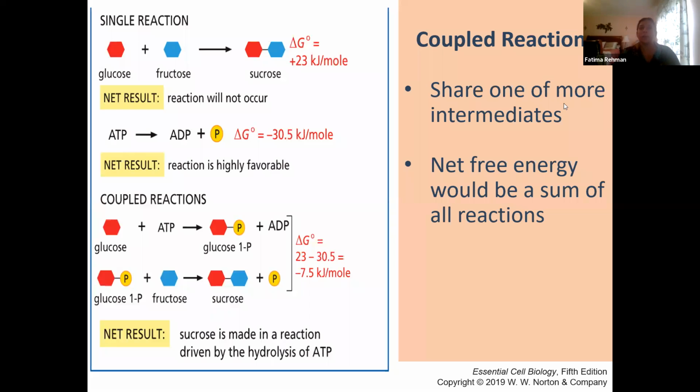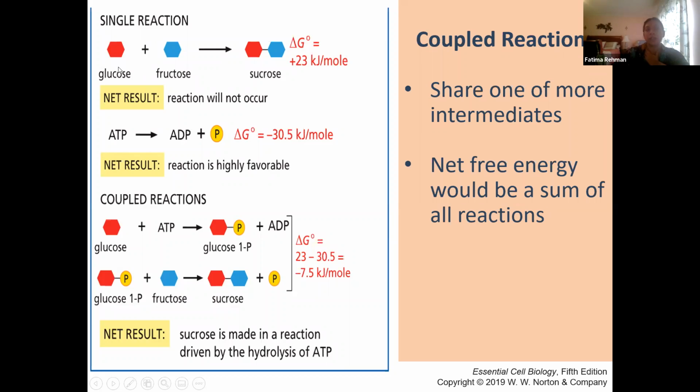Okay, so let's look at an example of this one. Here we have coupled reactions. Coupled reactions are basically ones where you have at least one intermediate step which is shared by both the reactions present within that chain of metabolic pathway. Individually, the single reactions will produce a certain amount of free energy. So let's look at the first one.